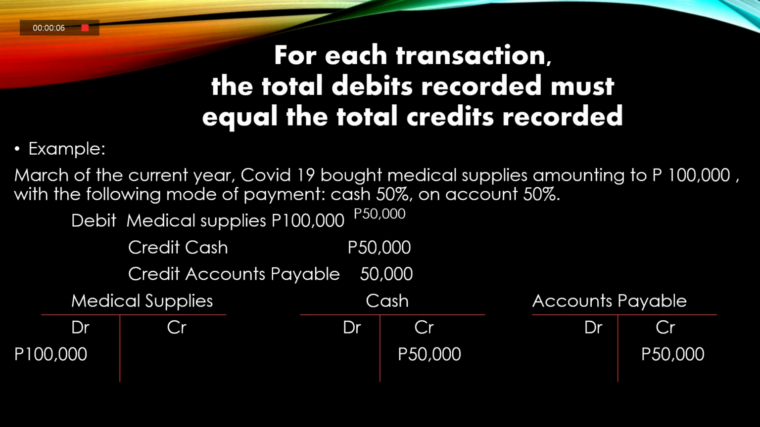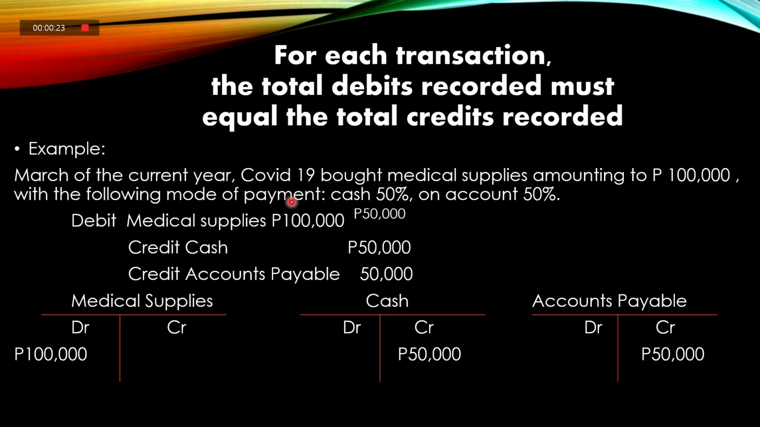The double entry bookkeeping system can still emphasize that for each transaction, the total debits recorded must always equal the total credits recorded. And to illustrate this one, we have here the example.